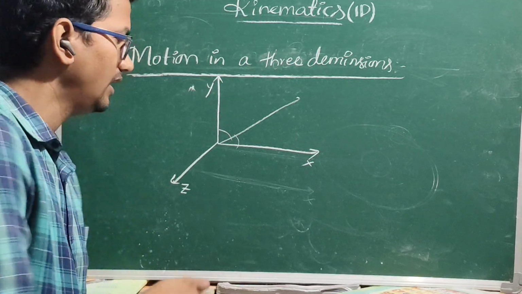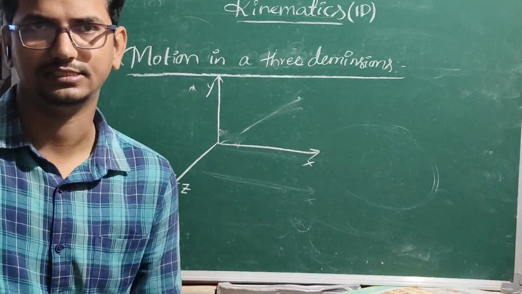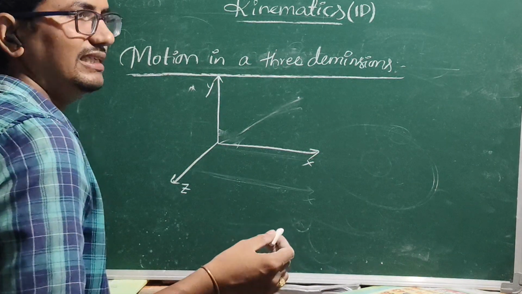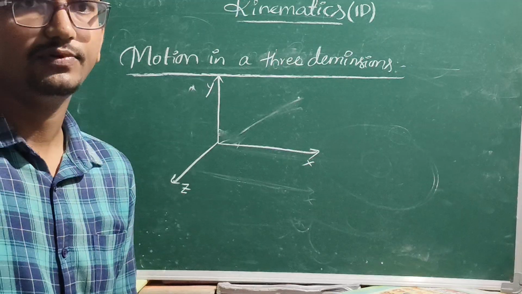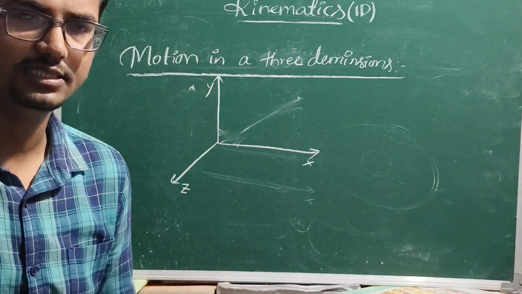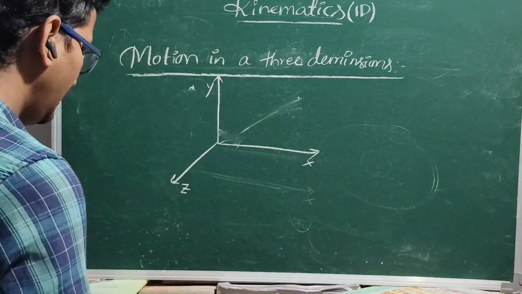Already we discussed it. Just look at those videos, later you can understand, it is easy. The three-dimensional way is, for example, an insect or a butterfly flying in the air. That is also a best example of motion in three dimensions. That is called the three-dimensional way.